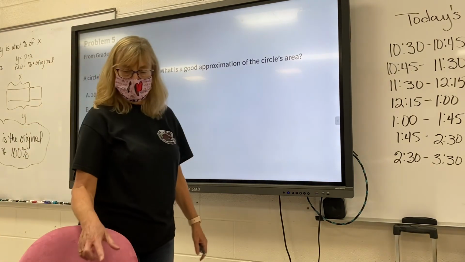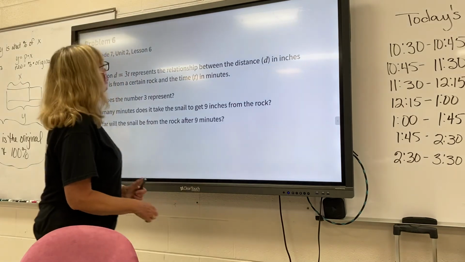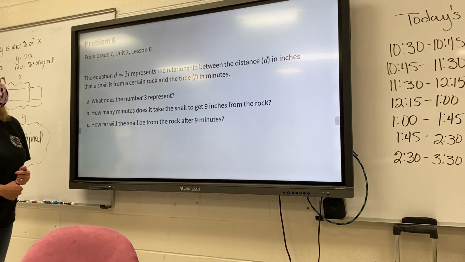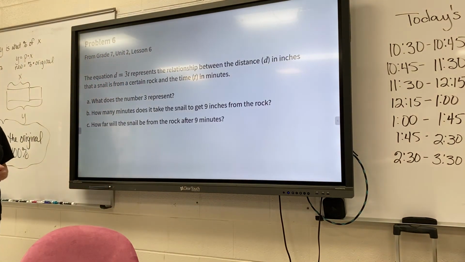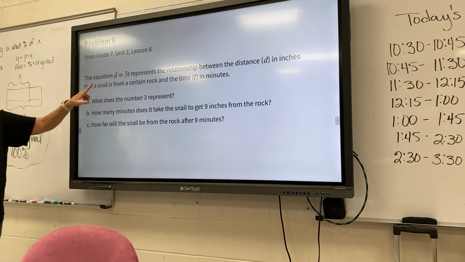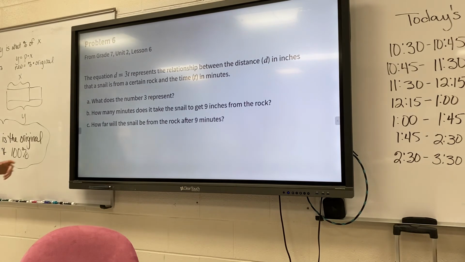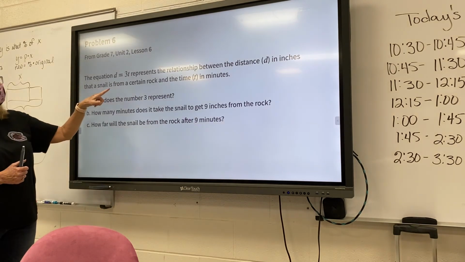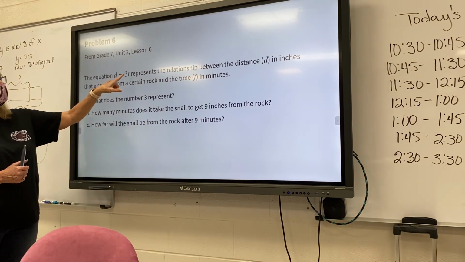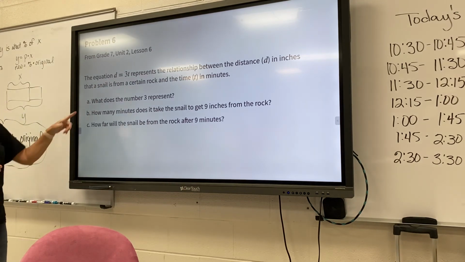And then we'll do the practices, and I'll stay online if you need help at home. The equation D equals 3t represents the relationship between distance in inches that a snail is from a certain rock and the time in minutes. What does the number 3 represent?